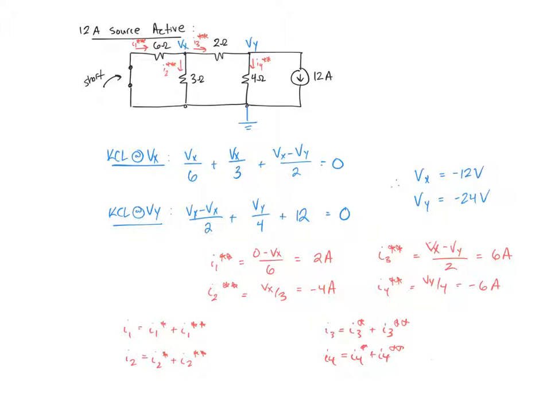Okay, so based on solving for Vx and Vy, we once again can find the individual currents I1, I2, I3, and I4 for only the 12 amp source activated at a time. And then finally, we can find the final values for I1, I2, I3, and I4 by summing the individual responses to each source. That's single star and double star. And we'll end up with I1 equal to 17 amps, I2 equal to 6 amps, I3 equal to 11 amps, and I4 equal to negative 1 amp.